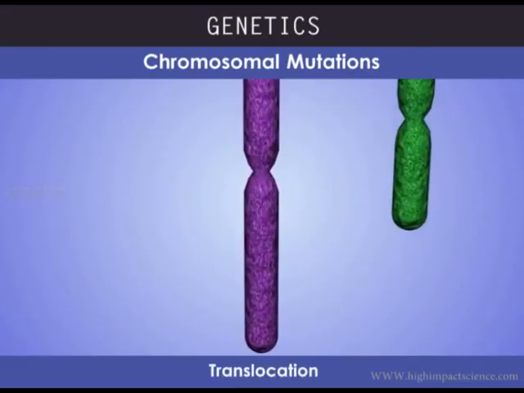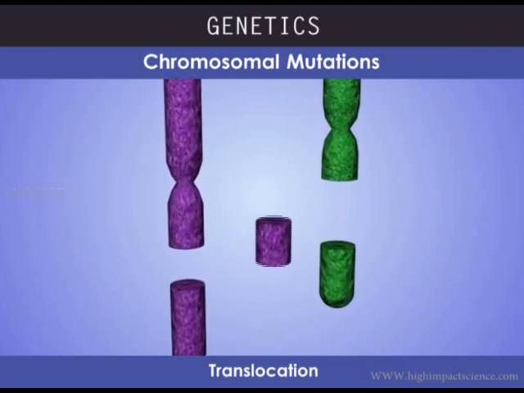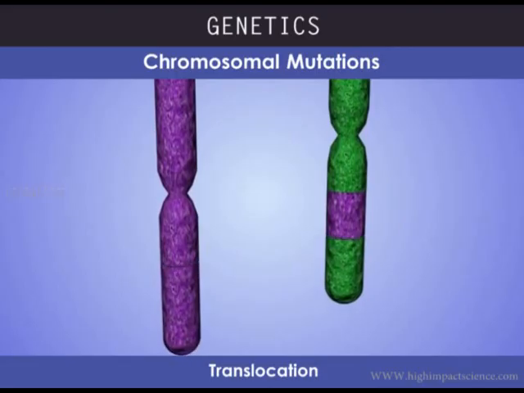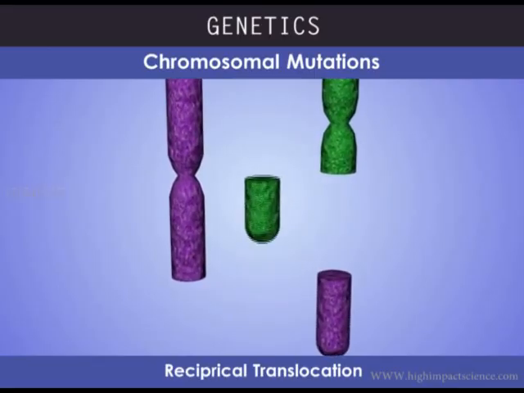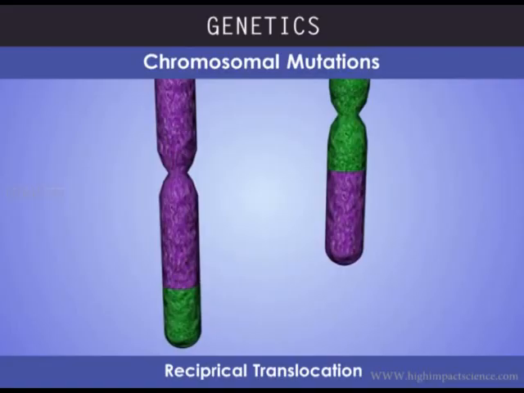Translocation occurs when a portion of a chromosome breaks off and attaches to another chromosome. Translocation can also occur when segments from 2 different or non-homologous chromosomes are exchanged. This leads to transfer of genes from one chromosome to another. This is called reciprocal translocation.